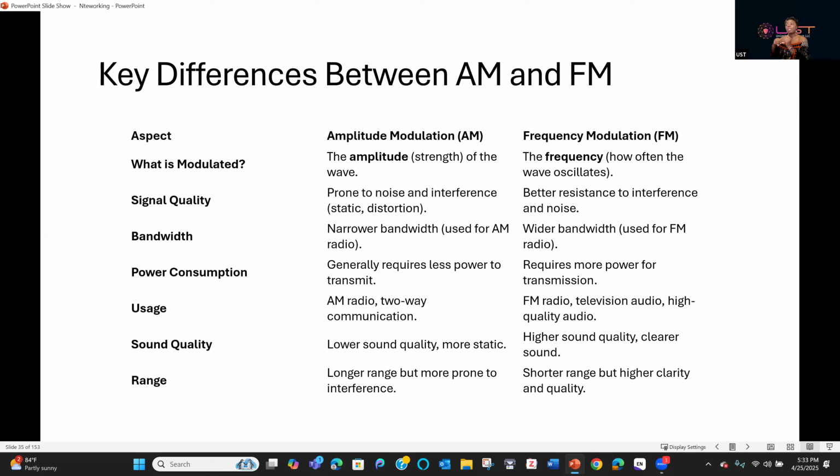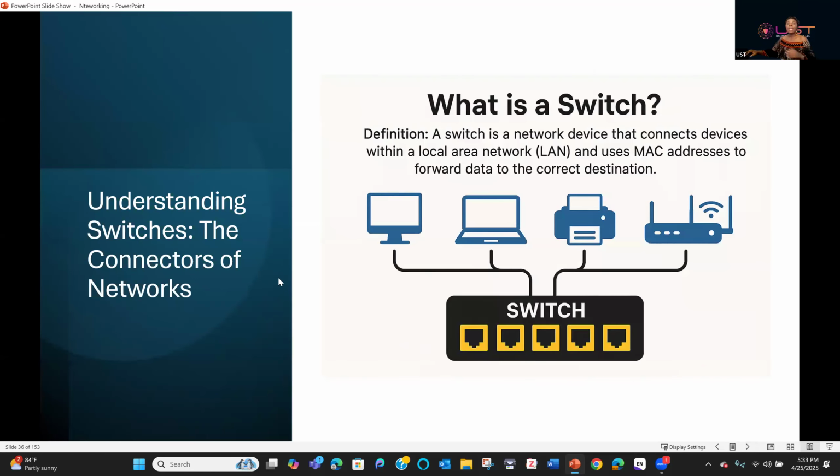While for range, longer range, but more prone to interference, while shorter range, but higher clarity as well as quality. So with that, we've covered a basic about Wi-Fi. I hope you guys learned something.